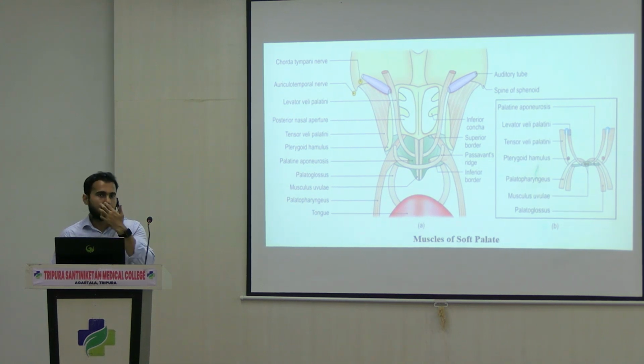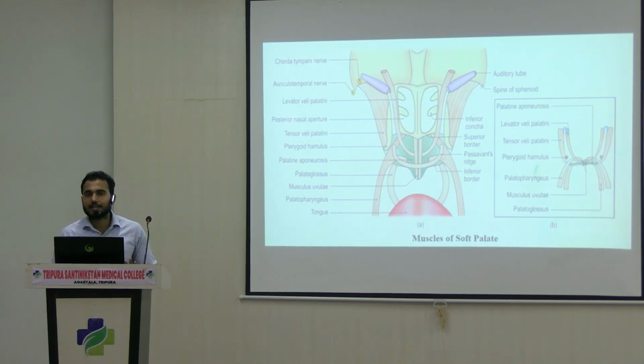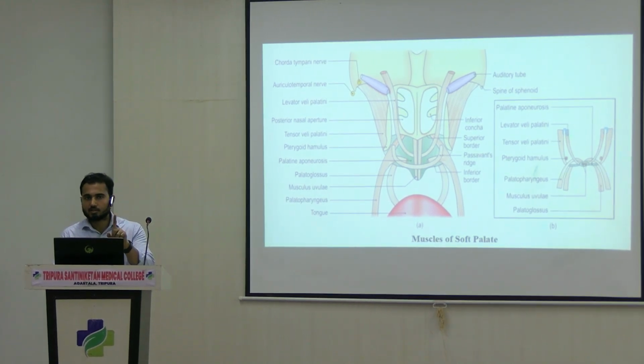What does 5 pairs mean? 5 on this side, 5 on that side. Okay, on both sides 5, total 10 muscles are there. Next, among them 4 are extrinsic muscles. Okay, out of 5, 4 are extrinsic muscles and 1 is an intrinsic muscle.